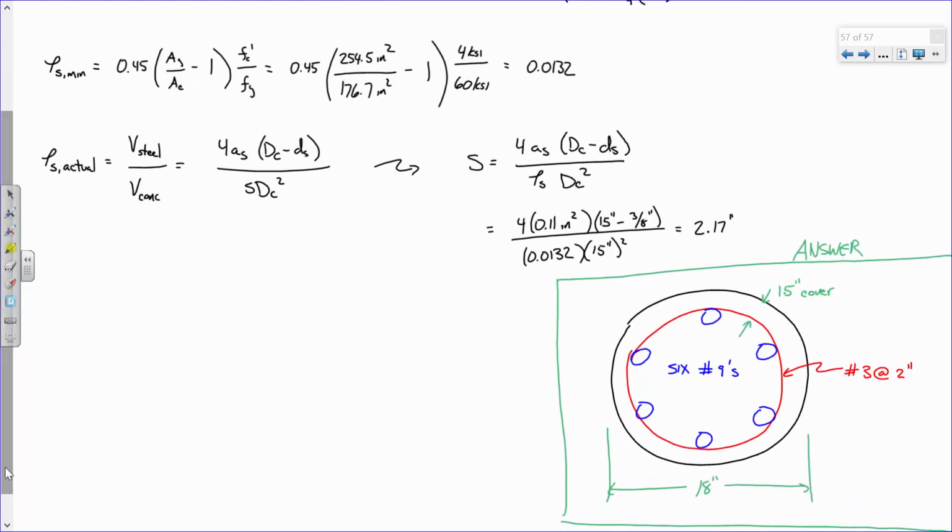It's really not that bad, is it? I mean, this column design stuff is pretty straightforward. Are there any questions? Okay, all right.